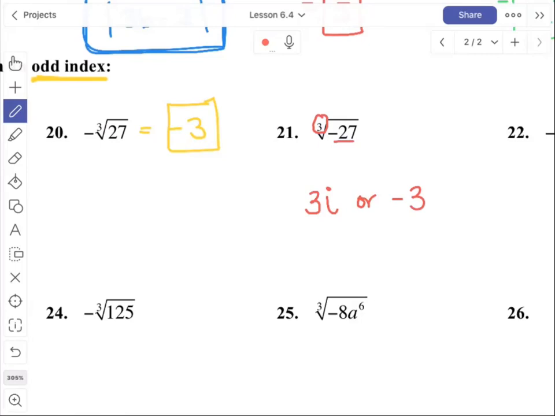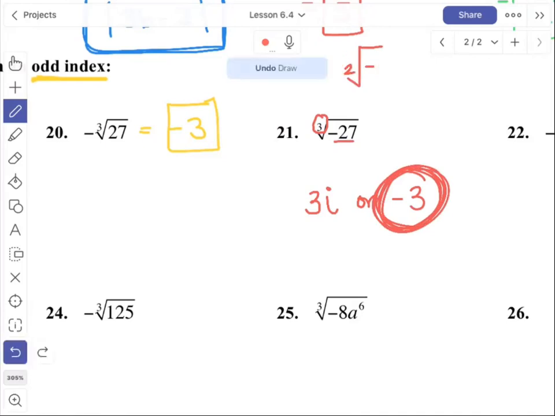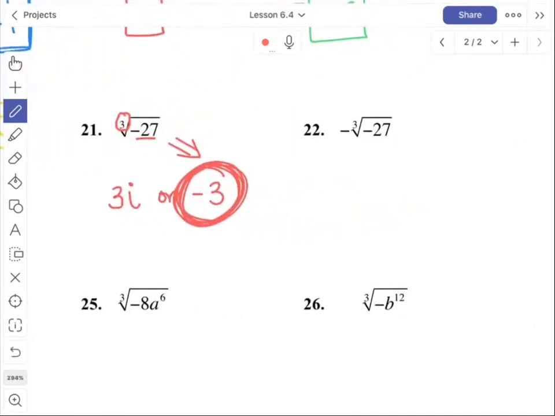There we go. All right, you guys are picking the right one. Good. Final answer. The reason why it's not i is because remember, i is the square root of -1, not the cube root. All right, so watch out for that index. Good job, guys. All right, so final answer, -3. Good.